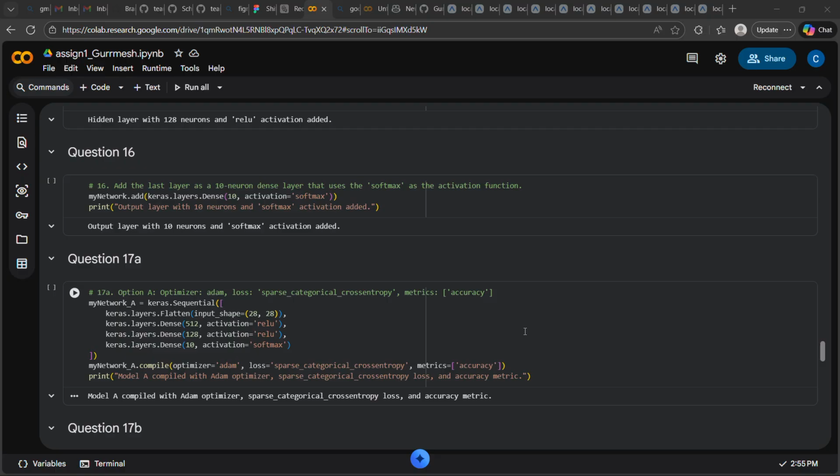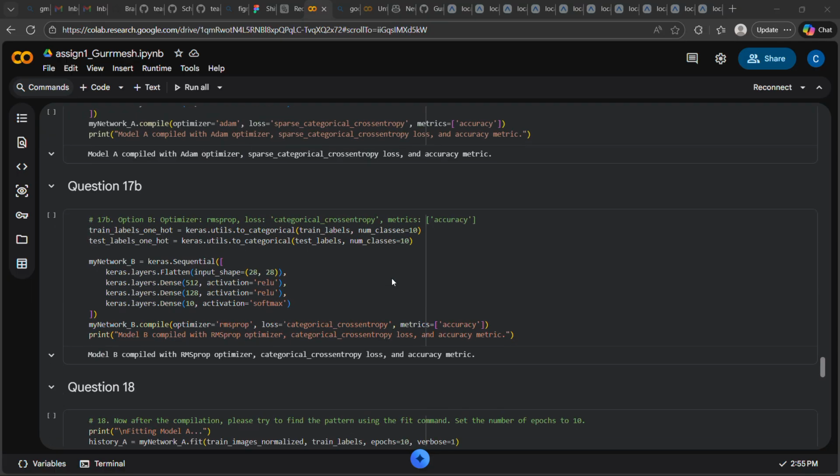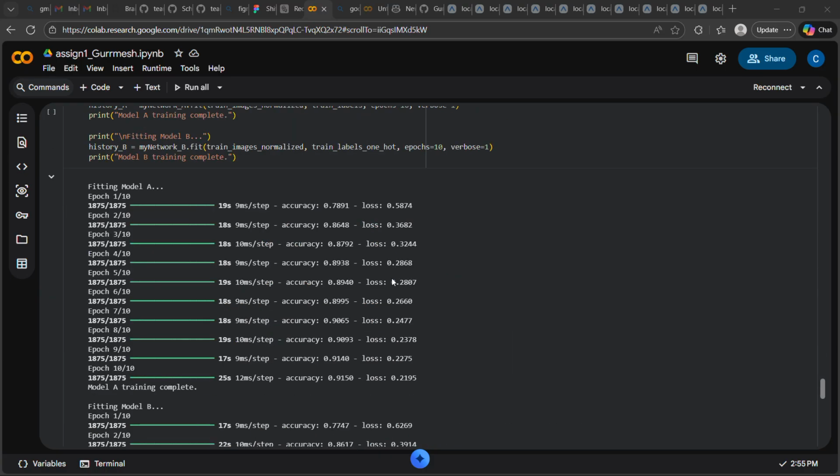Question 17, we have option A and option B, in which model A is compiled with the Adam optimizer, sparse categorical cross-entropy loss, and accuracy metrics. Model B is compiled with the RMSprop optimizer, categorical cross-entropy loss, and accuracy metrics.